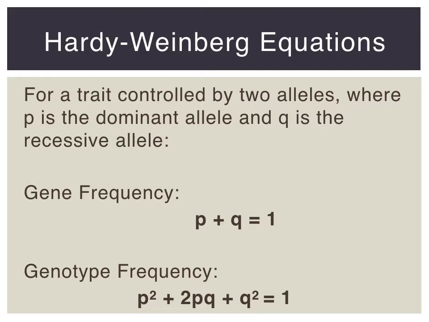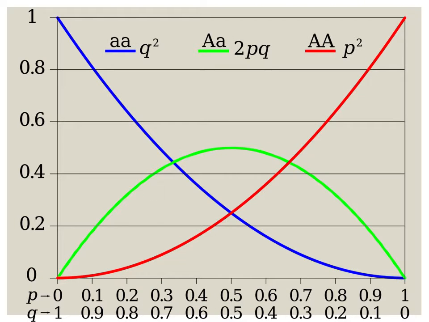For Hardy-Weinberg equilibrium, if you have a trait that's controlled by two alleles, we would consider p to represent the dominant allele and q to represent the recessive allele. If we're looking at allele frequency, the equation is p + q = 1. If we're looking at the genotype frequency, that is the combination of alleles that an individual possesses, then we're talking about p² + 2pq + q² = 1. We're going to skip over this for now.